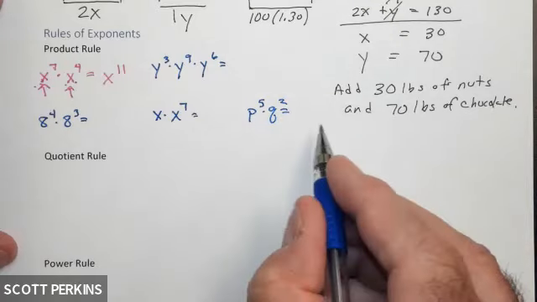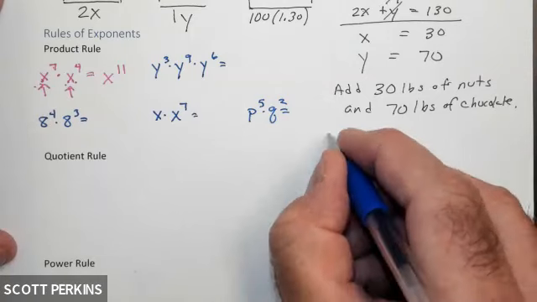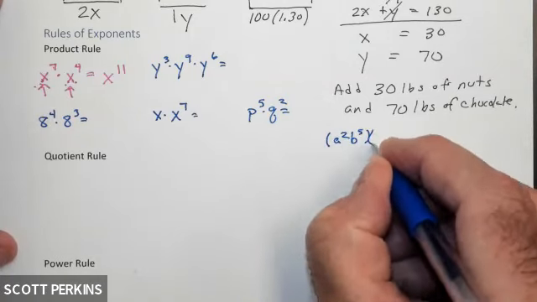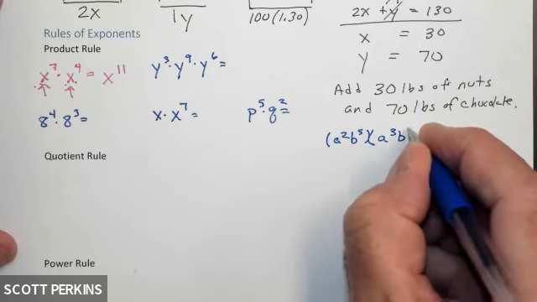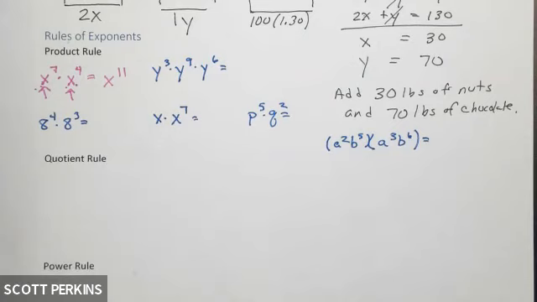And then last but not least, I've got to come down here because I'm not managing my space very well. I apologize, you deserve better. And then I've got a squared b to the 5th, and then times a to the 3rd, b to the 6th. So I'm going to give you a couple of minutes to go through. Take your time. Make sure you're processing and understanding this.